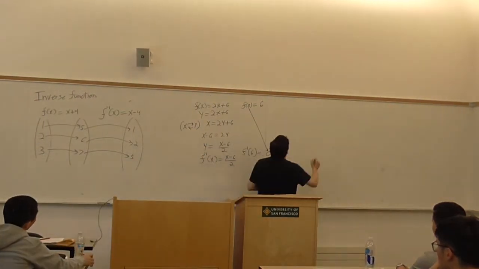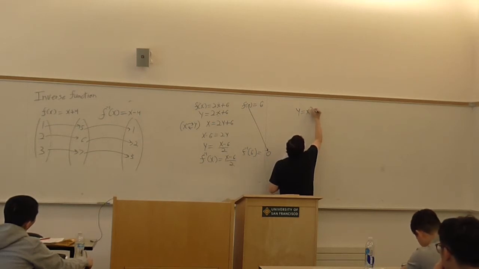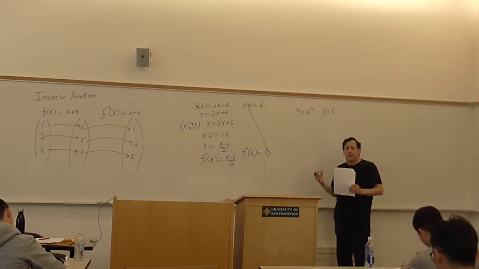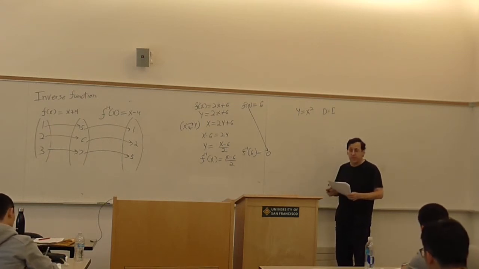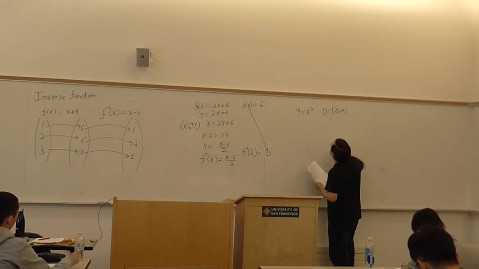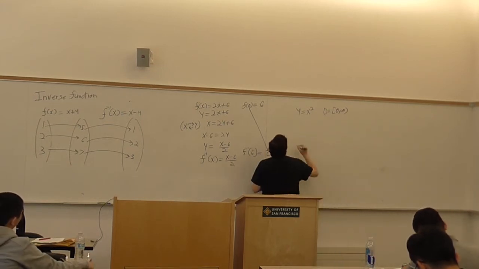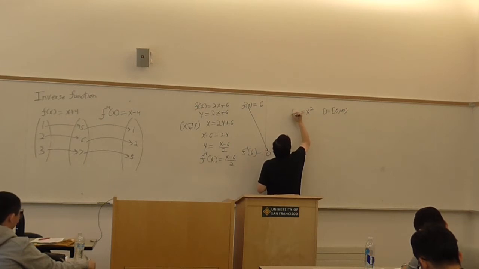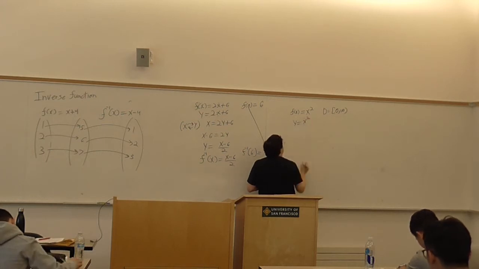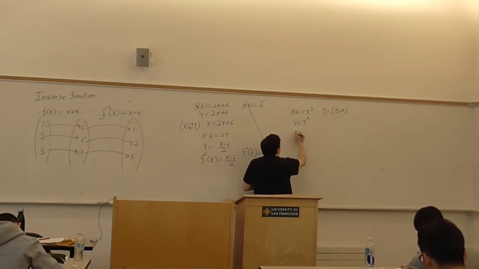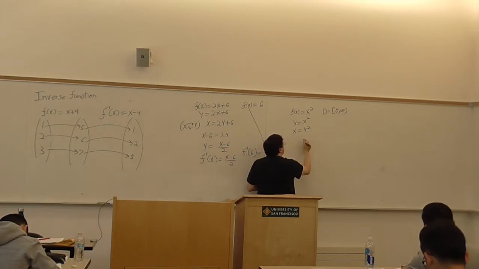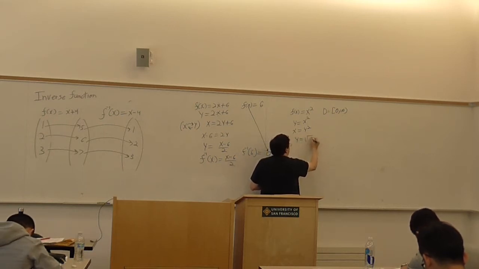Let's try y equals x squared. The domain being, I have to specify this because I need a one-to-one function to find an inverse. Domain from 0 to infinity. Say f of x. So again, I write this with an independent and dependent variable. And now I switch them. So x equals y squared. Now I want to solve for y. Well, that's just y equals square root of x.